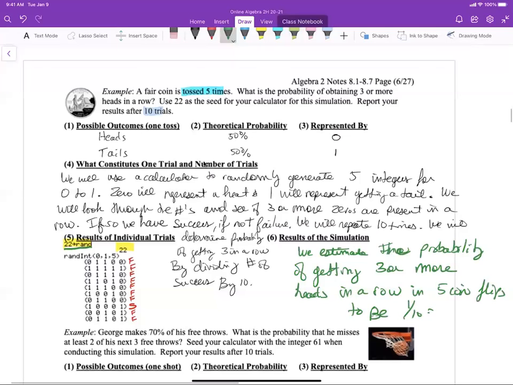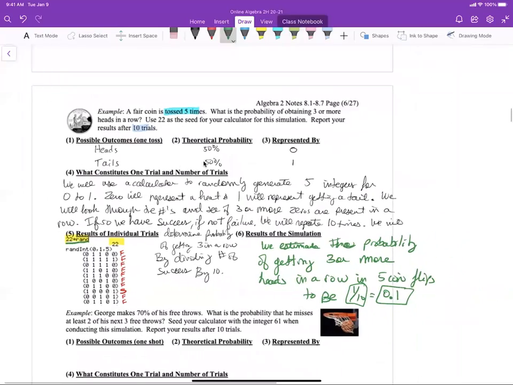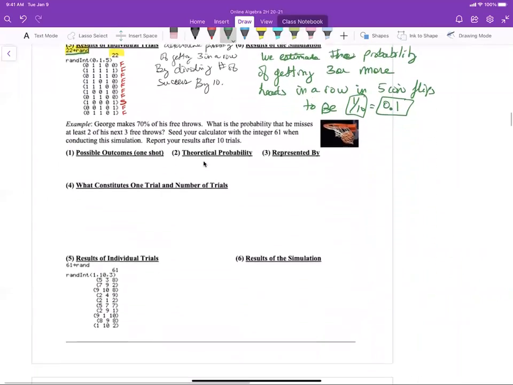1 out of 10. Okay, that is a probability, which is also equal to 0.1 either way. All right, let's do another one. See if it's starting to make sense.